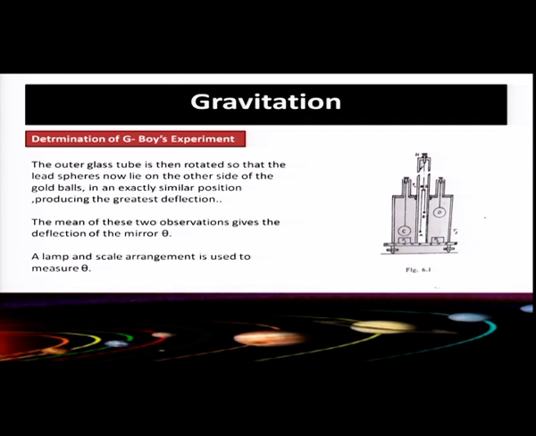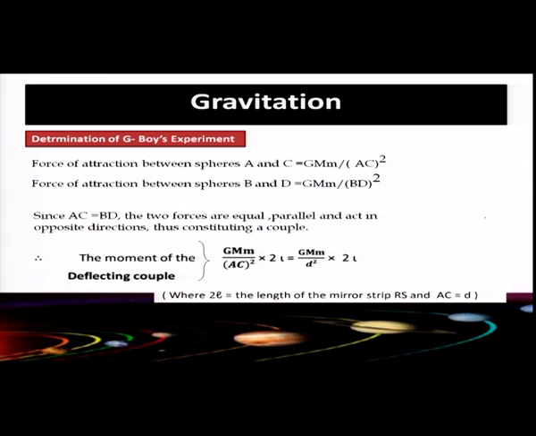The outer glass tube is then rotated so that the lead spheres now lie on the other side of the gold balls in exactly similar positions, producing the greatest deflection. The mean of these two observations gives the deflection of the mirror theta, and you have the lamp and scale arrangement, which is used to measure theta.